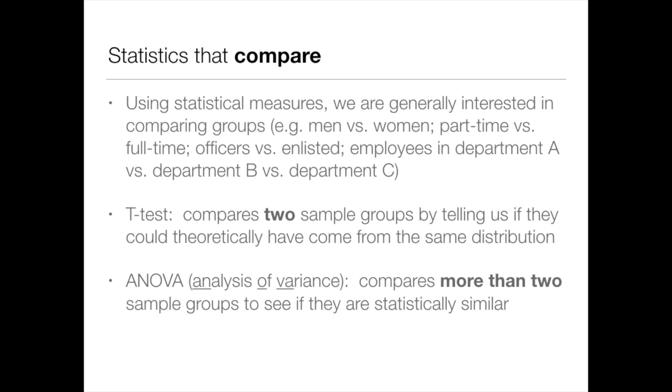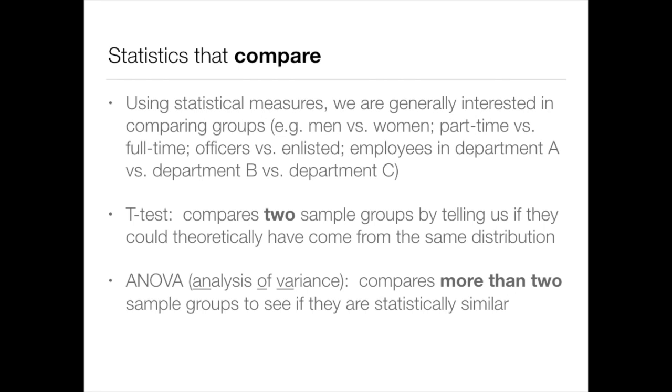Now, it could be comparisons on anything, right? Productivity, employee engagement, satisfaction, doesn't matter. What we're interested in is knowing, are there differences between these groups? The first way we can compare groups is using what's called a t-test. A t-test compares two sample groups by telling us if they could theoretically have come from the same distribution. So again, hang on to this main point here.